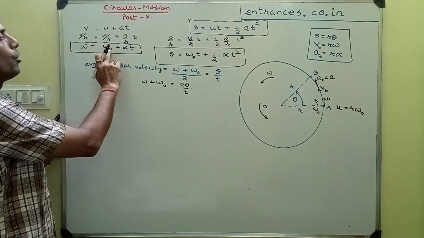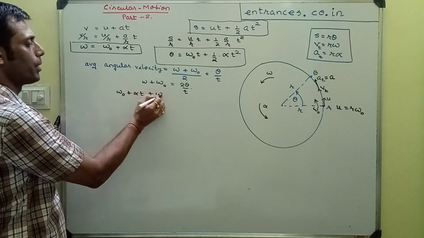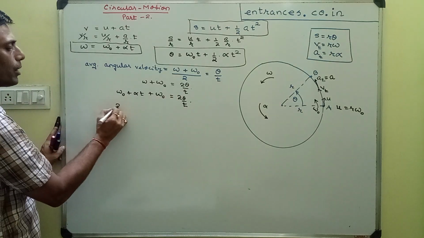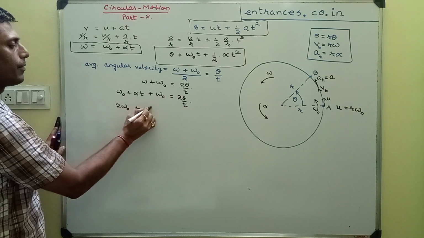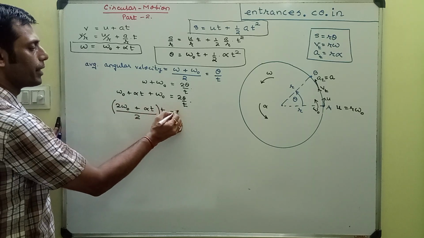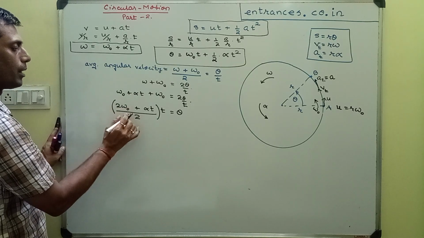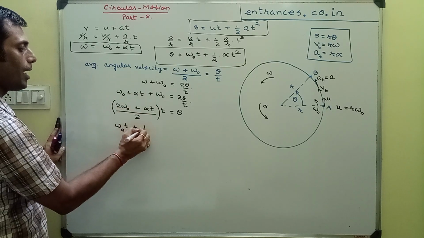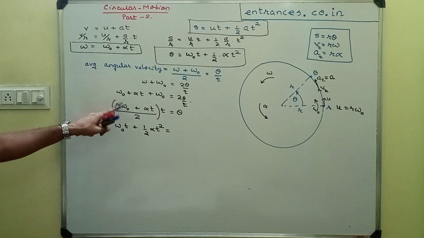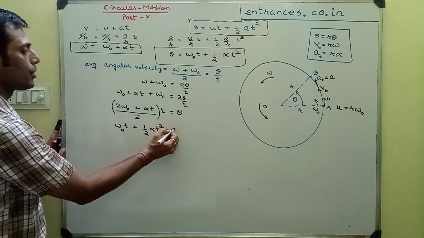So we replace this omega naught plus alpha t over here, and in that case we have plus omega naught as equal to 2 theta by t. Then twice omega naught plus alpha t all divided by 2 and entirely multiplied by t would be theta. So this goes omega naught into t plus half alpha into t square. So omega naught into t plus half alpha t square is equal to theta.